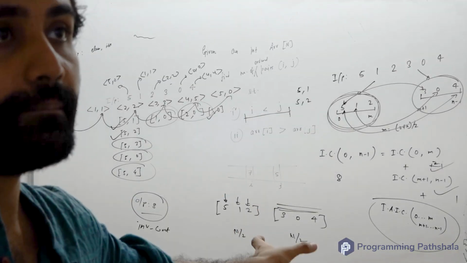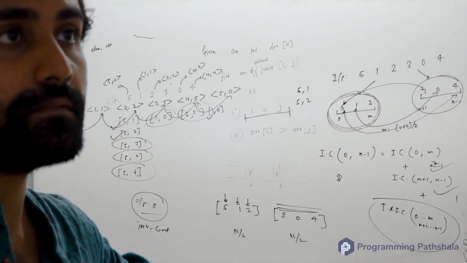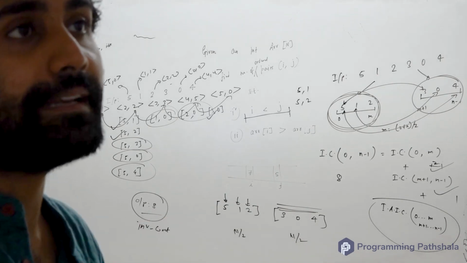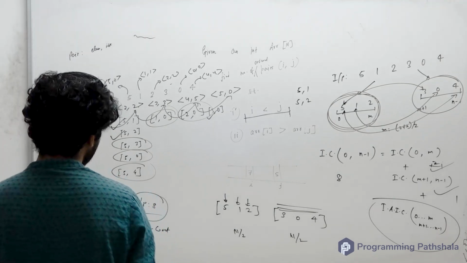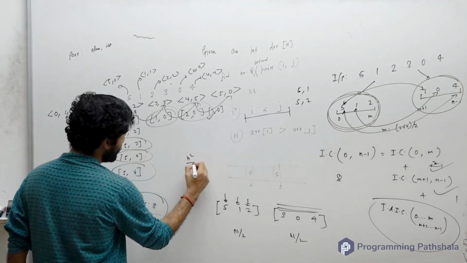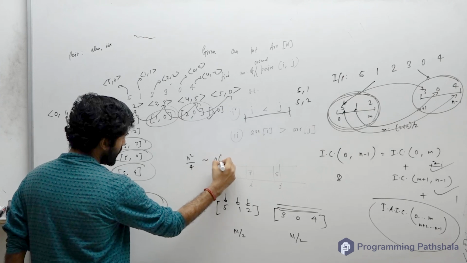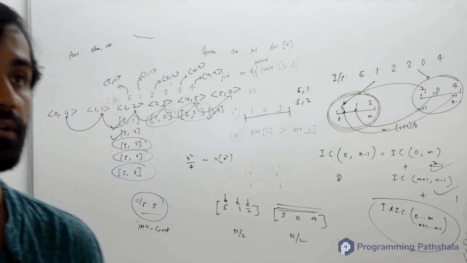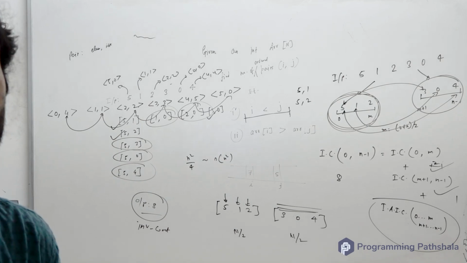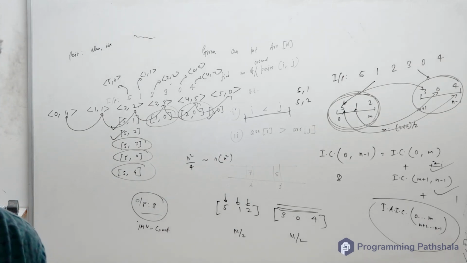There are n by 2 iterations happening for each of the elements in the left array. So can somebody write the time complexity? It will be n by 2 into n by 2, which is n square by 4, which roughly is order of n square only. So this is not so good, right? Because I am doing order n square iterations.